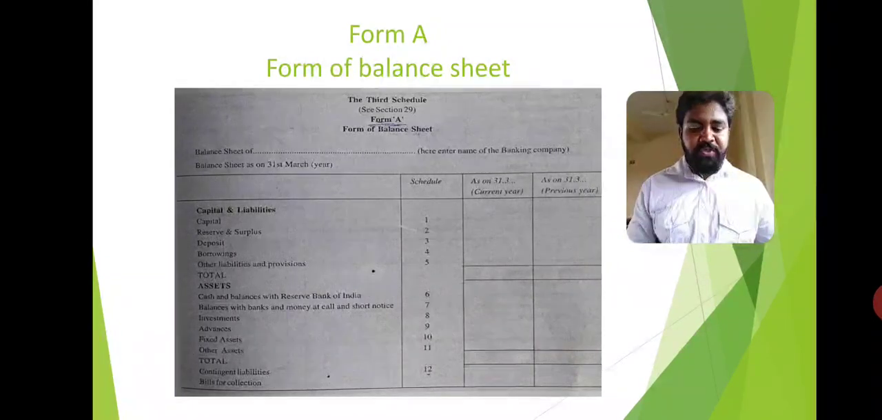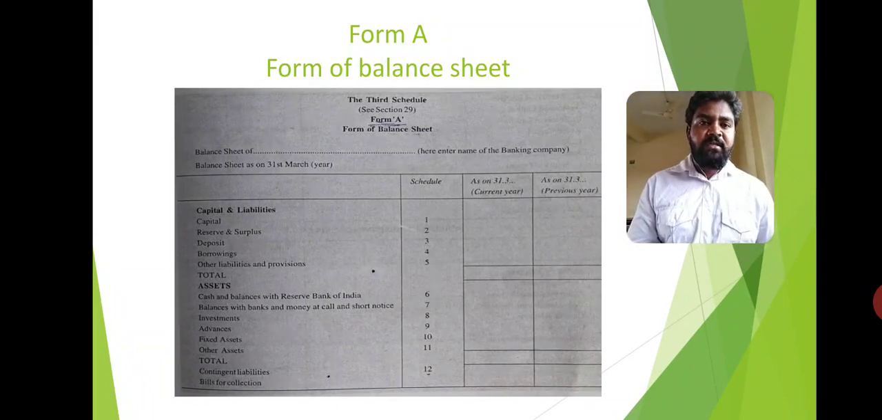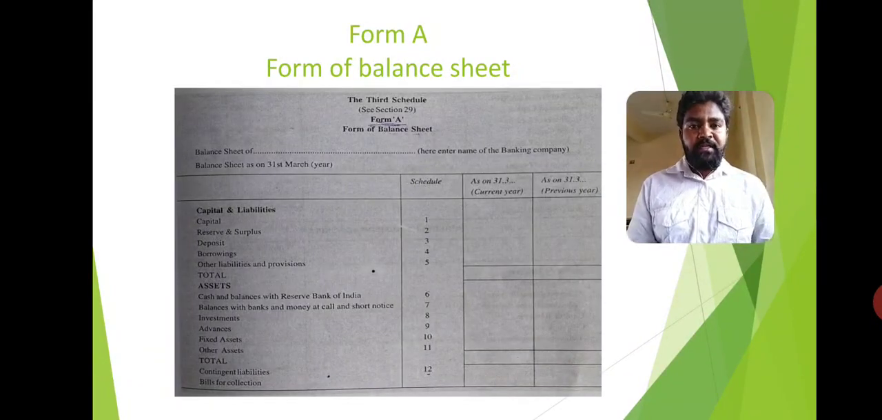Then come to schedule number 2, that is reserves and surplus. Actually there are many types of reserves, that is statutory reserves, then capital reserve and share premium and revenue and other reserves. Here opening balances, additions during the year and deductions during the year. This information is to be considered under schedule number 2. Schedule number 1 is capital, that is share capital. Schedule number 2 is reserves and surplus. Under reserves and surplus, statutory reserves, capital reserves, share premium and revenue and other reserves, and also the balance in profit and loss account is to be considered under the head of reserves and surplus.